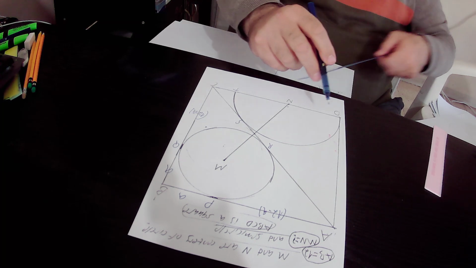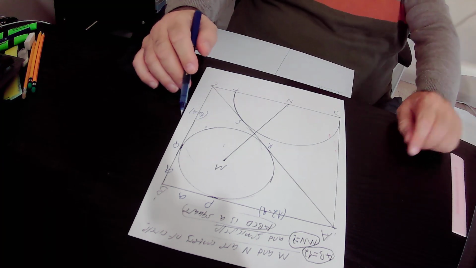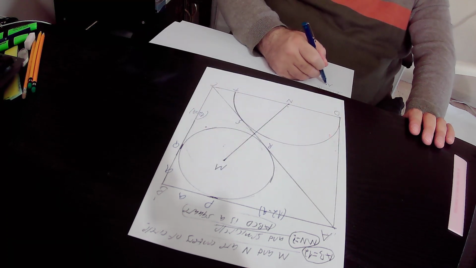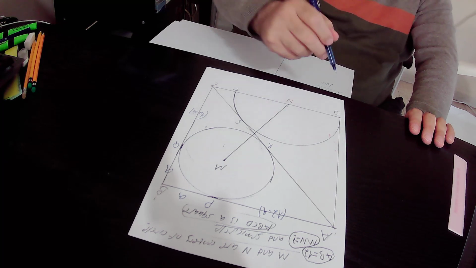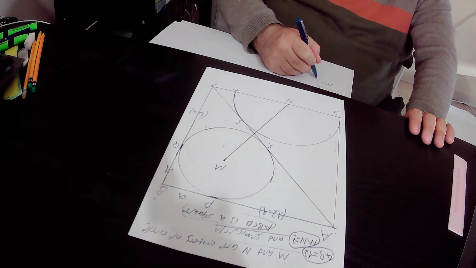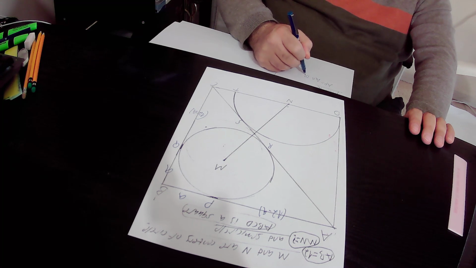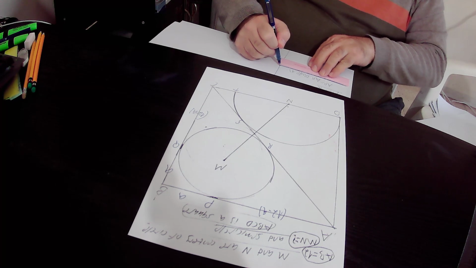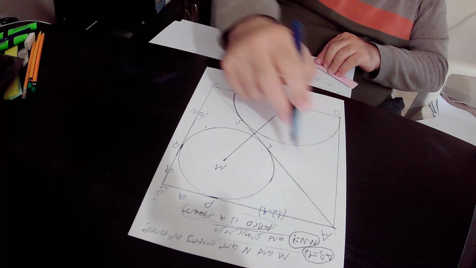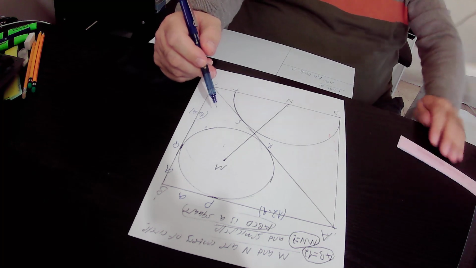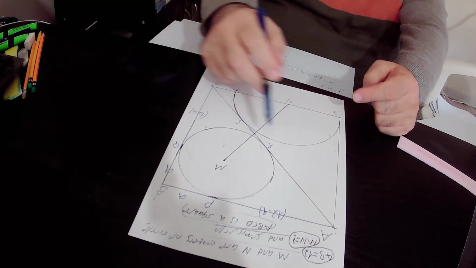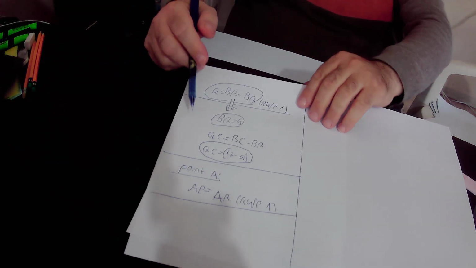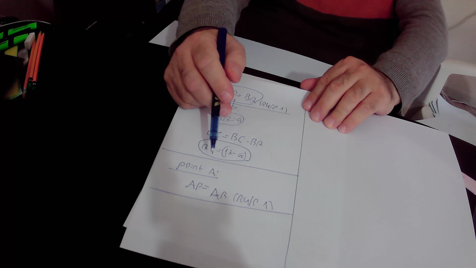From the external point, point A, we have two tangents to this circle. The first tangent is tangent AP, and the second tangent to this circle is tangent AR from point A. And according to rule number 1, the lengths of those two tangents are equal to each other. So, according to rule number 1, AP is equal to AR.